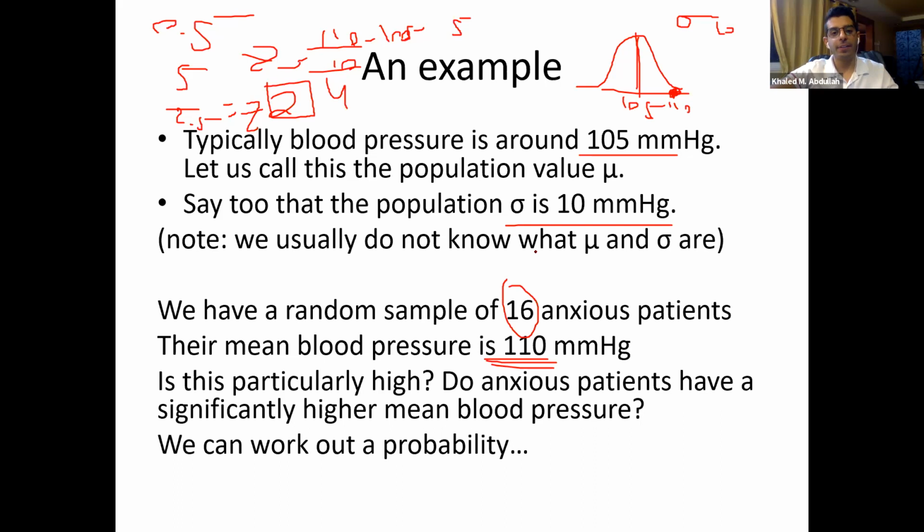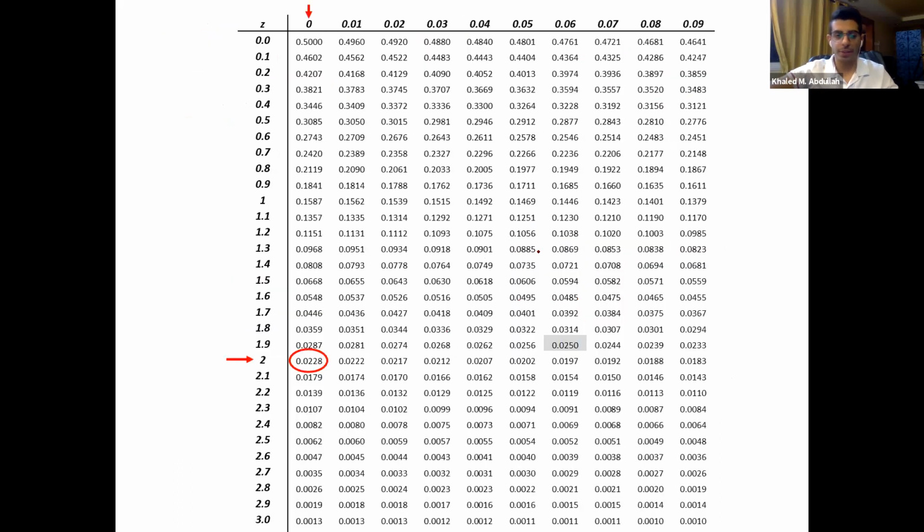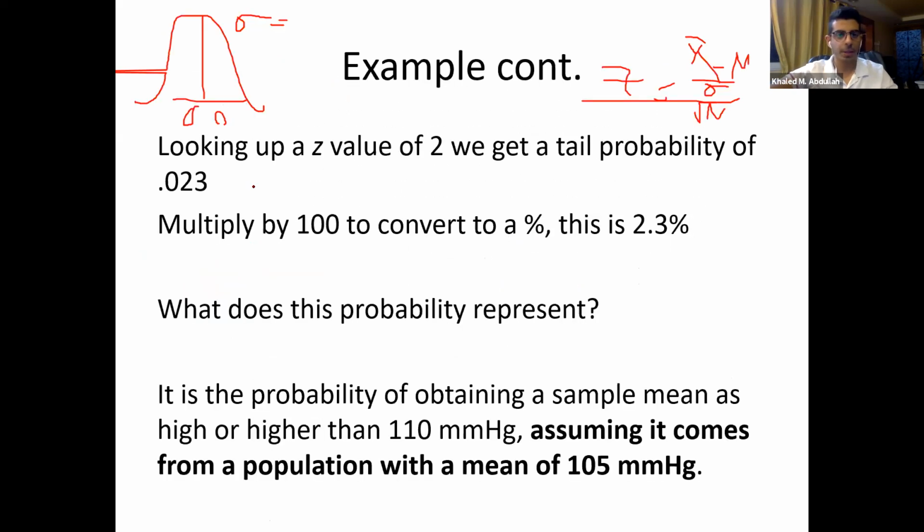All right, good. Now, since the z value is 2, if we check the z table, the probability is going to be 0.0228, whatever. So it's going to be 2.28%, right? 2.28%, so looking up the z value of this, we get about 2.3. Now, what does this probability mean?